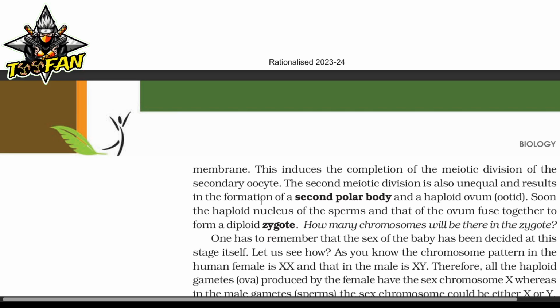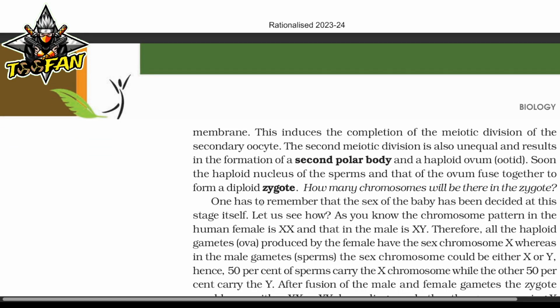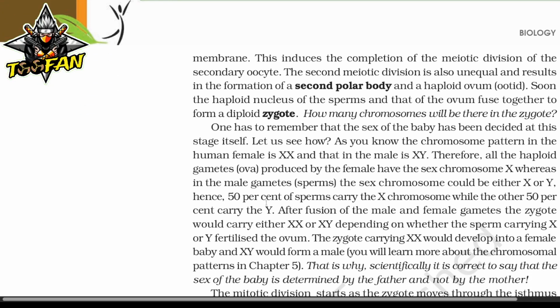Soon the haploid nucleus of the sperm and that of the ovum fuse together to form a diploid zygote. So there is a question: how many chromosomes will be in the zygote? One has to remember that the sex of the baby is decided at this stage itself. Let us see how. As you know, the chromosome pattern in the human female is XX and in the male XY. Therefore, the haploid gametes produced by the female have the sex chromosome X, whereas in the male gametes, the sperm, the sex chromosome could be either X or Y. Hence, 50% of the sperm carry X chromosomes and 50% carry Y.